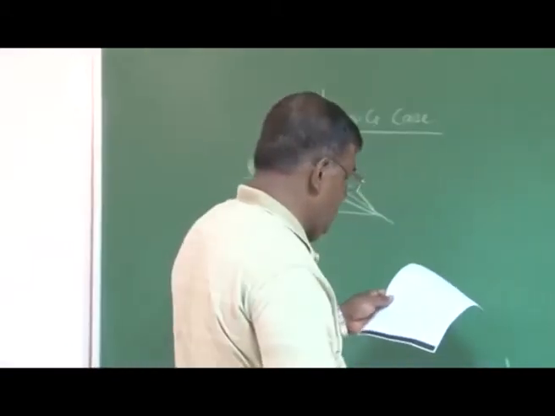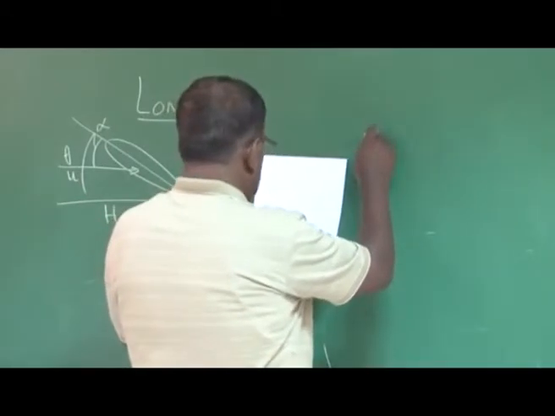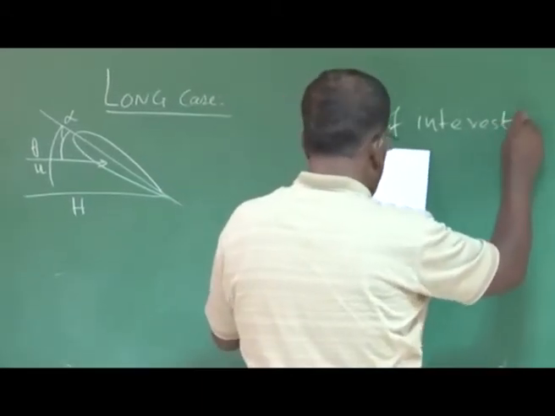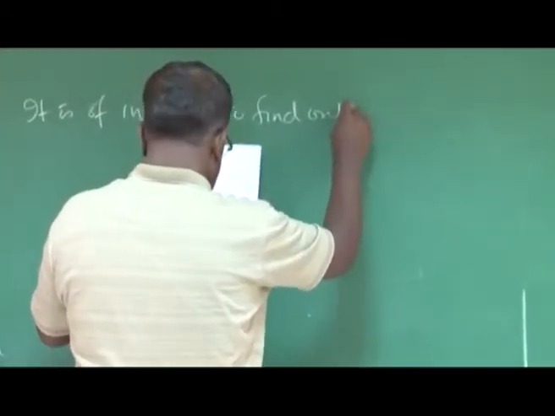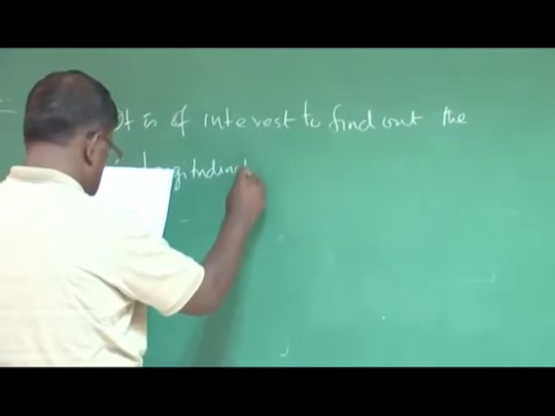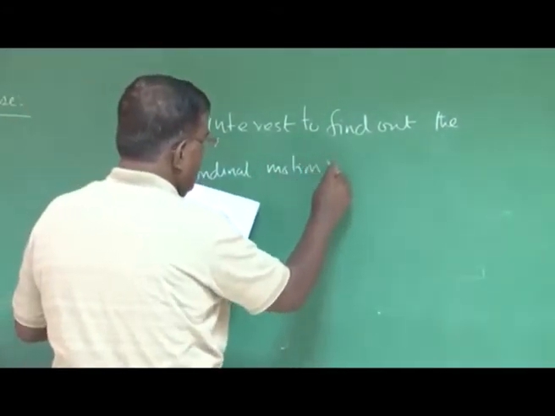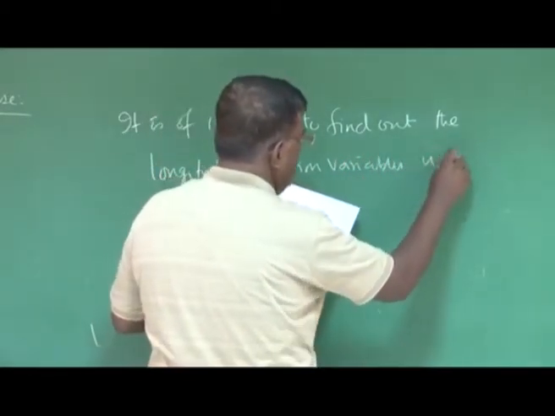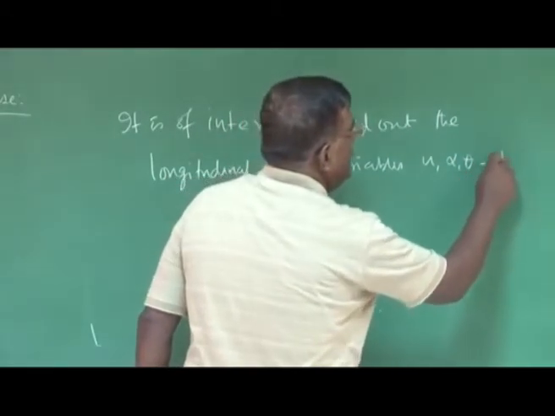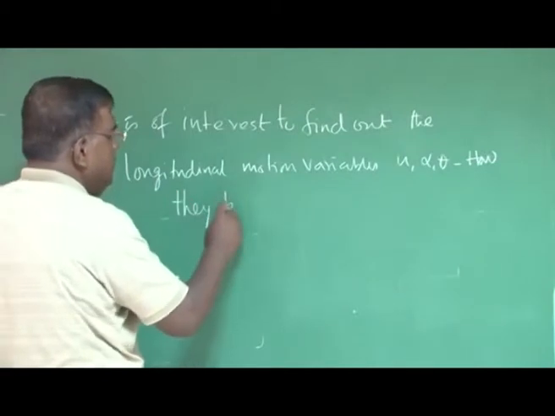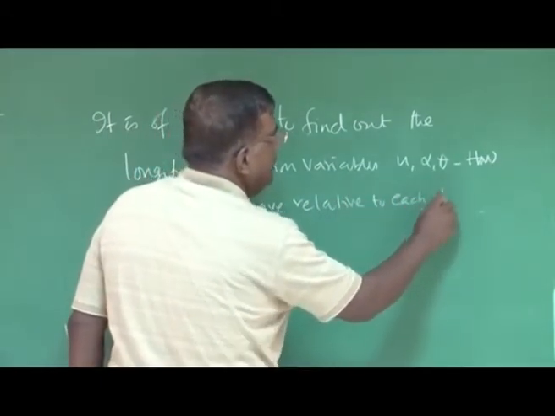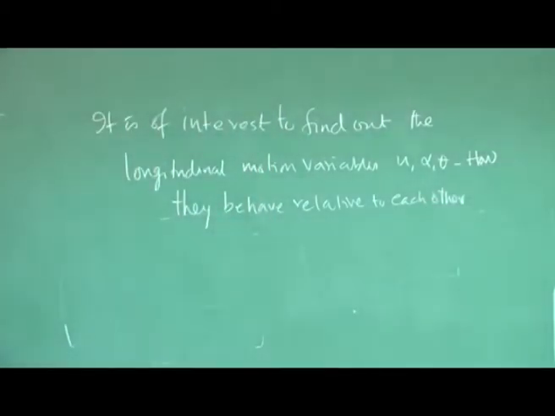So in a nutshell, when we talk about mode shapes, the interest is to find out how the longitudinal motion variables, say u, alpha, theta, behave relative to each other. That is important. These are the motion variables.